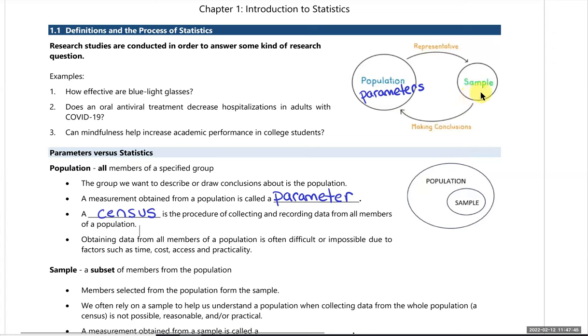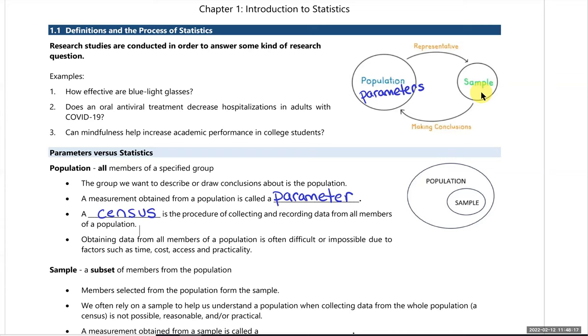So a sample, why does it have to represent your population? Well, if it didn't, then it wouldn't reflect your population. So for example, let's say my population is all LBCC students. So every student taking classes this semester is my population of interest. And I would like to do a study on whether or not students feel comfortable returning to campus. And I don't have time to include every student in my study.